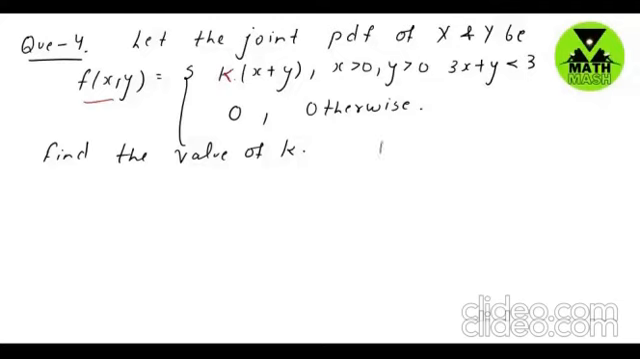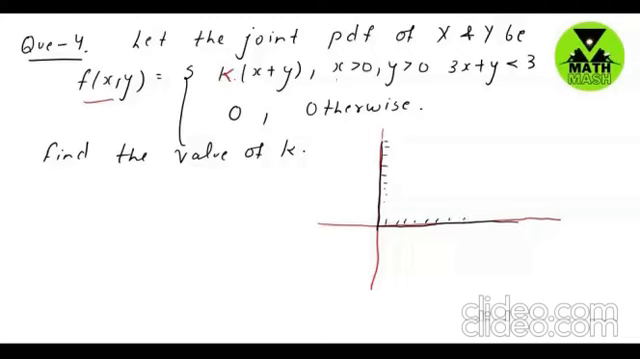So if this is the y-axis and this is the x-axis, x is greater than 0 means first we have to sketch the line x equals 0. This is the x equals 0 line. Then y equals 0, this is the y equals 0 line. So x greater than 0 means the portion to the right of this line, and y greater than 0 means above this line.